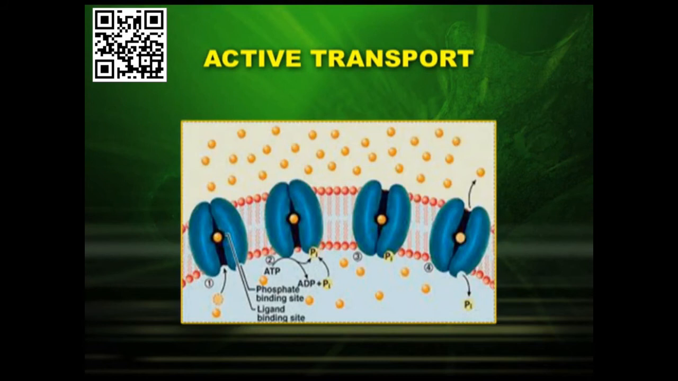In the first step, the carrier proteins have two binding sites, the phosphate binding site and the ligand binding site. The solute molecules bind to the ligand binding sites. In the second step, the diagram clearly shows the hydrolysis of ATP to ADP and phosphate. This phosphate is used as energy for the transport of solute molecules. In the third step, the solute molecules are entrapped in the carrier proteins, and lastly, in the fourth step, with the help of energy, the solute molecule is released into the other side of the cell.